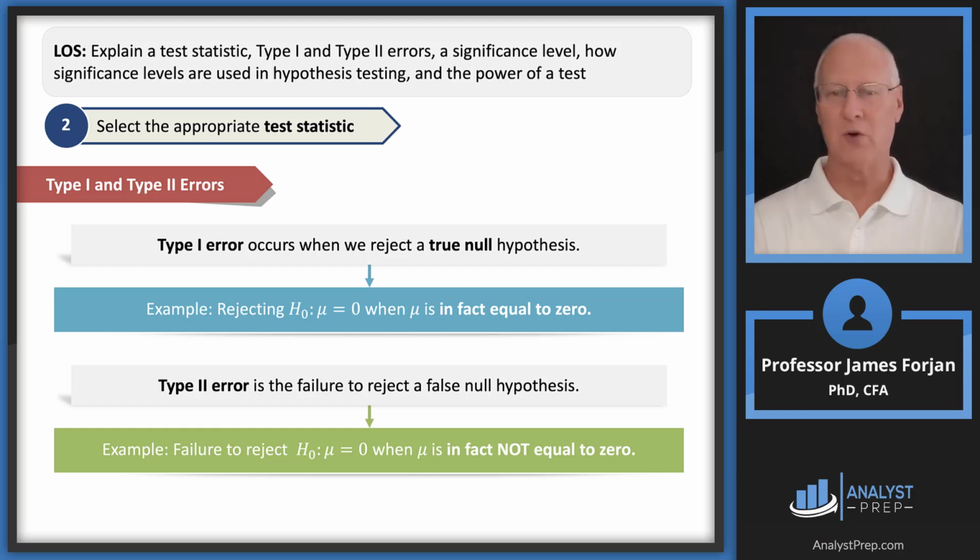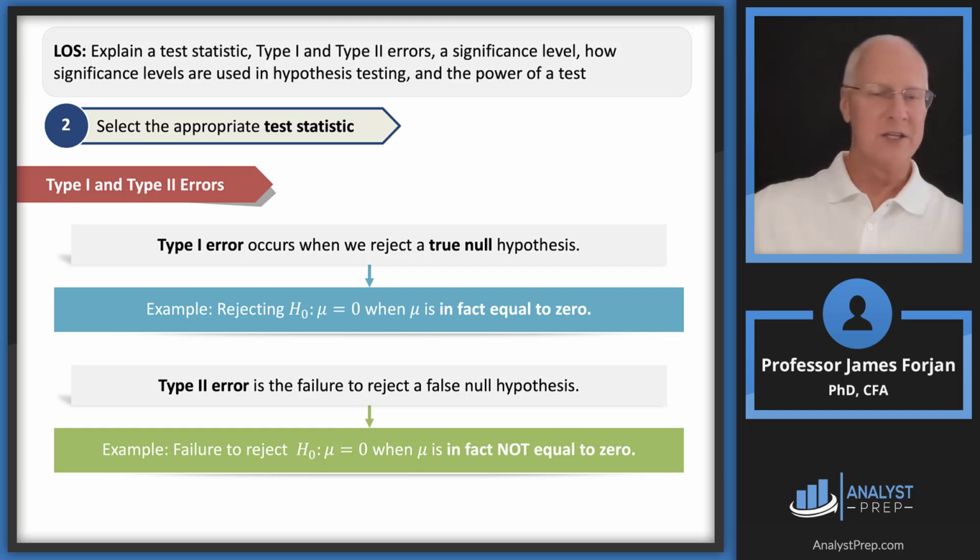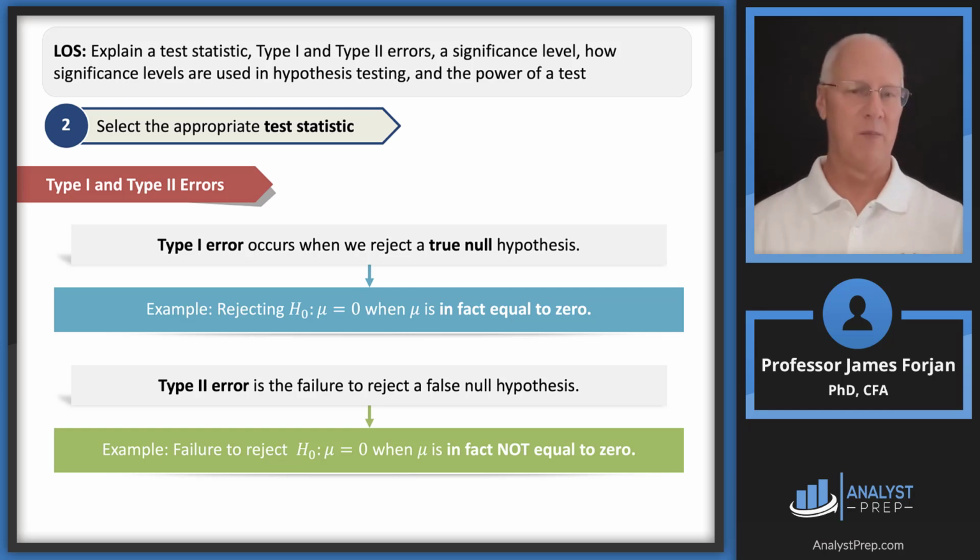So I think it's really cool if you remember it this way. Type 1 is when you hire a stinky portfolio manager. Type 2 error is when you fail to hire an awesome portfolio manager. If you remember those 2 examples, then those 2 sentences, they leap off the page and you say, oh yeah, that makes perfect sense. Type 1 error, we reject a true null hypothesis.